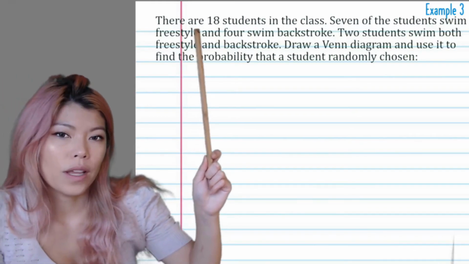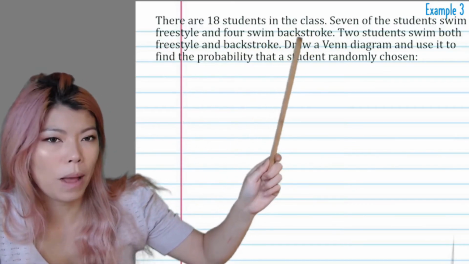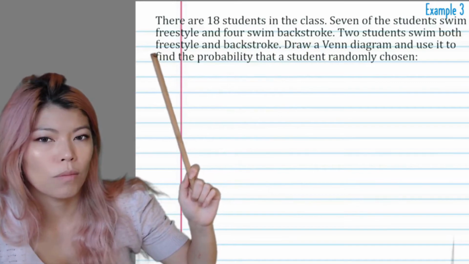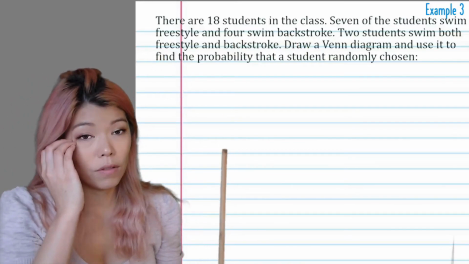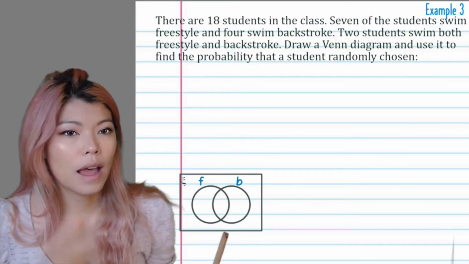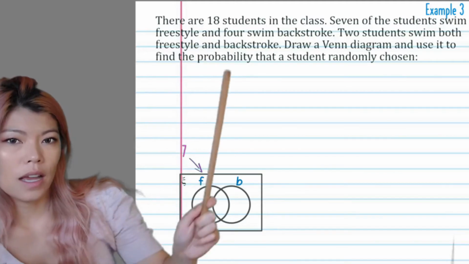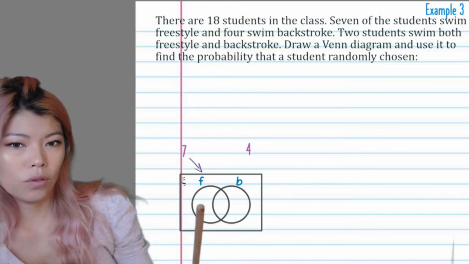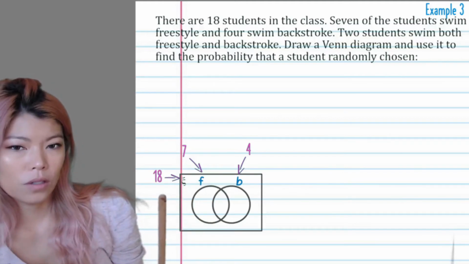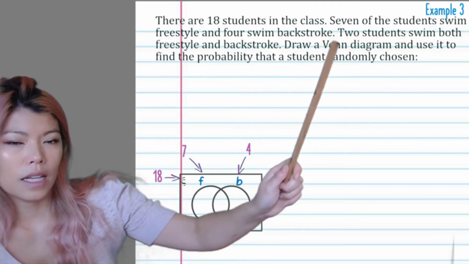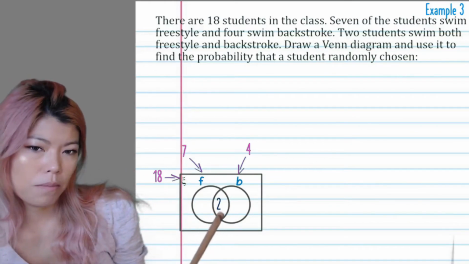Let's do example 3. There are 18 students in the class, 7 students swim freestyle and 4 swim backstroke. 2 students swim both. Draw a Venn diagram and use it to find the probability of the following questions. So freestyle and backstroke, again 18 in the class, so 18 goes on the outside, and we have 7 freestyle and 4 swim backstroke, so on the outside as well. So all the outside numbers first. Then the next bit is 2 students swim both freestyle and backstroke. That goes in the middle there.